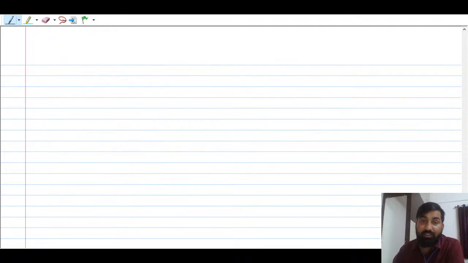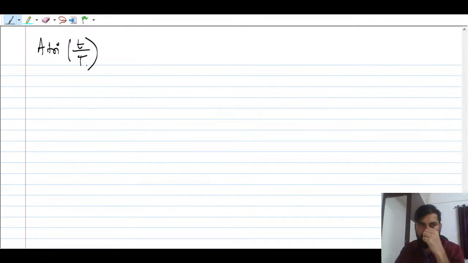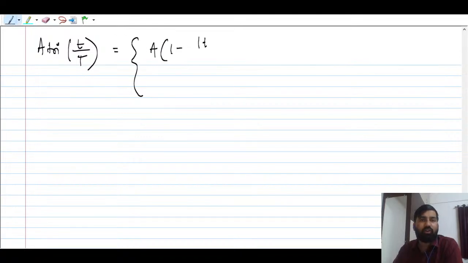Triangular is very important because in case of communication systems also, we'll talk about the triangular density function, right? So the triangular pulse is very important. A tri t by capital T, suppose it is written like this. So how is it defined? Always remember, this is very important. It is defined like it will be A times (1 minus mod of t by capital T), otherwise it is going to be 0.